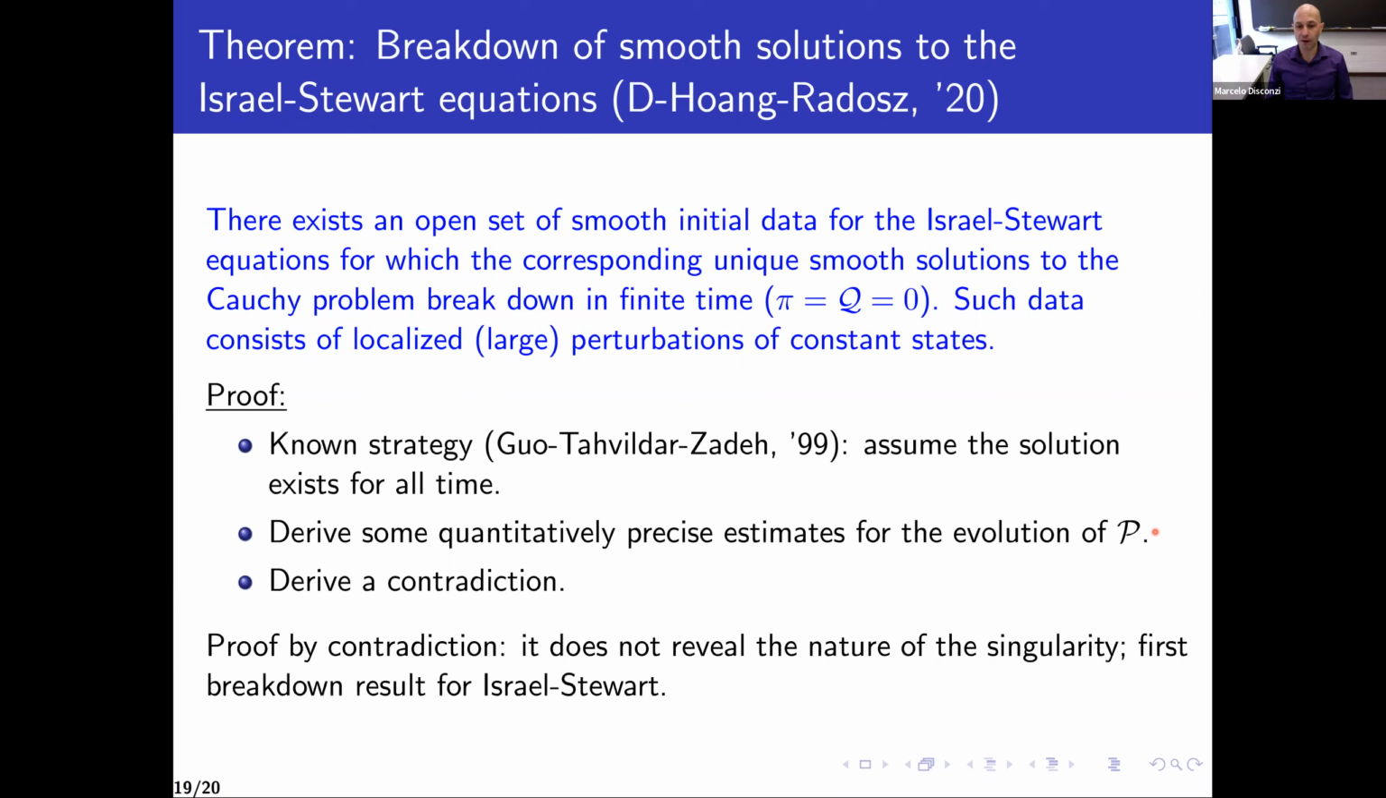Now, of course, this is proved by contradiction, so it does not reveal the nature of the singularity. So that's why I'm not saying it's a shock, right? But it's some breakdown. But as far as we know, this is the very first breakdown result for Israel-Stewart. So, we think that this opens the door now to try to get some more refined singularity results.